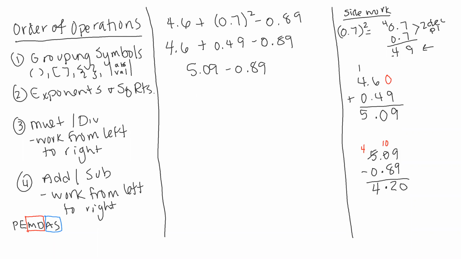So your final answer, it looks like 4.20, but when we have zeros at the end of a decimal, we don't keep them. It's kind of like having a fraction that's not reduced. So if you have zeros at the end of the answer, you don't keep them. You just sort of chop them off. The only exception to that would be money.